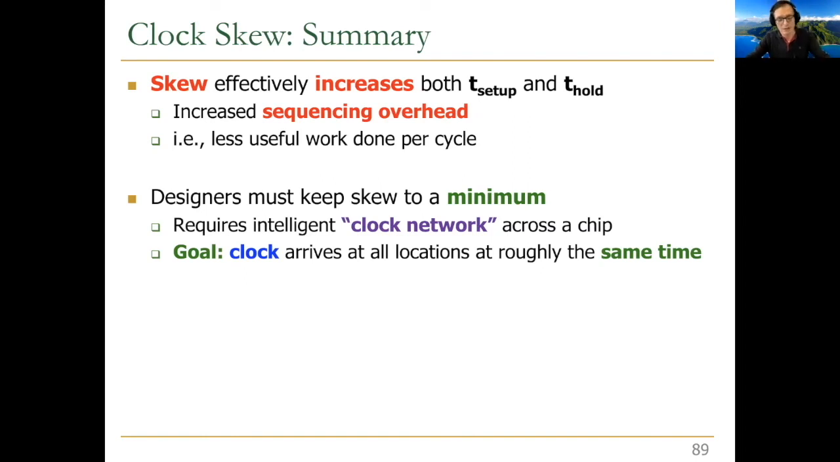Actually, this is true for power as well. How do you distribute power? But I'm not going to even go into the power at this point. So essentially, the goal is to ensure that clock arrives at all locations at roughly the same time. But it's easier said than done.